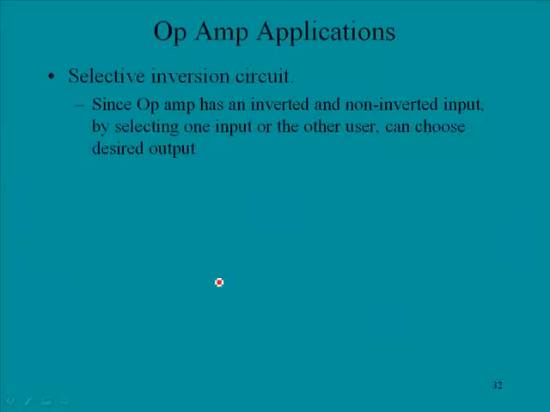Then we have a selective inversion circuit. Since the op-amp has an inverted and a non-inverted input, by selecting one input or the other, the user can choose the desired output. And so in this case, if you have your op-amp with the positive and the negative, and you had a switch over here, you could choose to switch on this one or this one. You could choose to either have your input go this way or have your input go this way. Your text has an actual circuit.